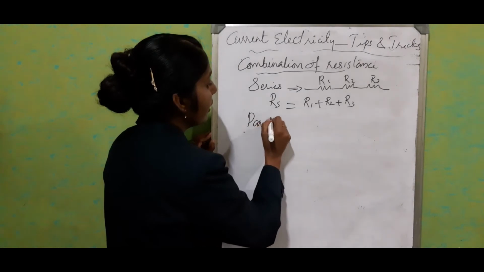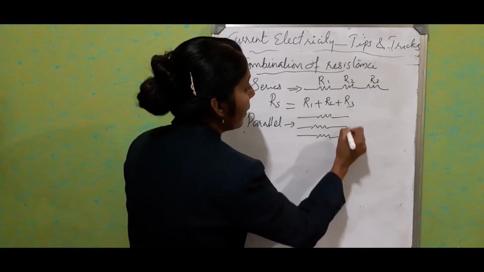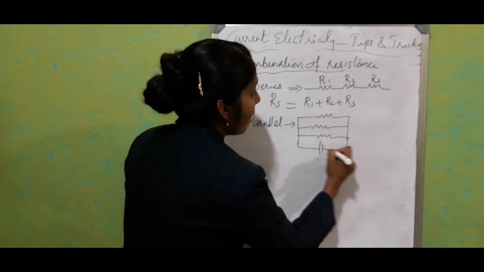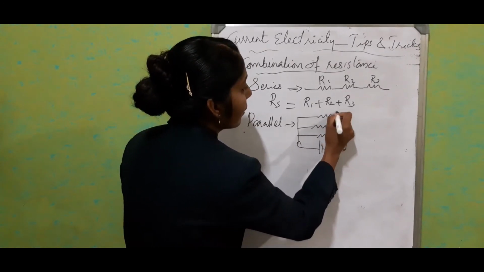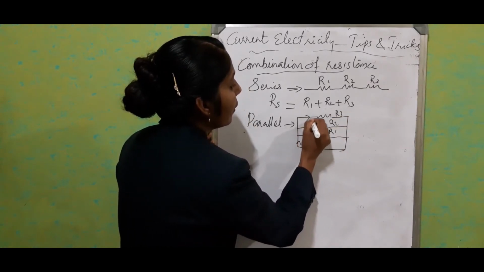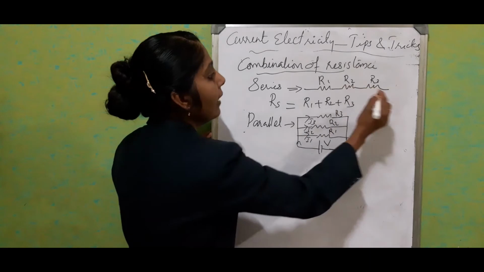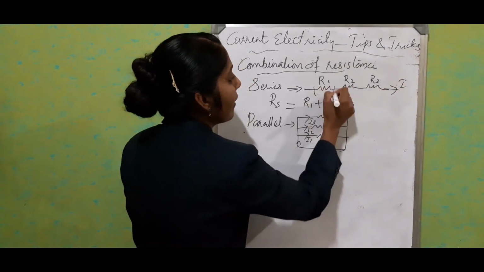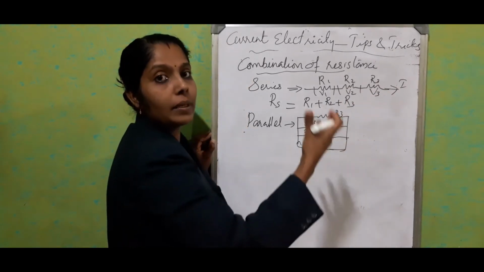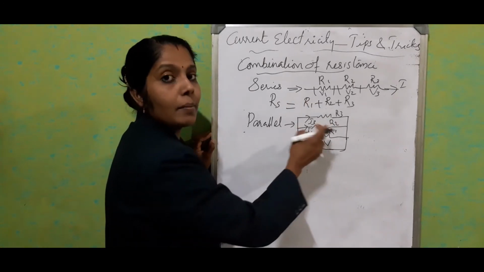Now for the parallel connection, it will be connected one by one to the common supply, say V. Everywhere there is R1, R2, R3. The current will be different, I1, I2, I3, but the voltage available for everything will be the same. In a series circuit a single current will be there everywhere, and the voltages V1, V2, V3 will vary according to the resistance. Here the voltage is common, but the current is varying.